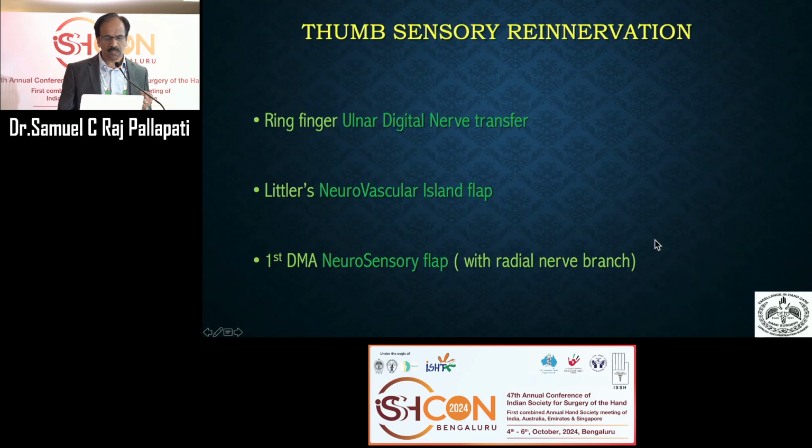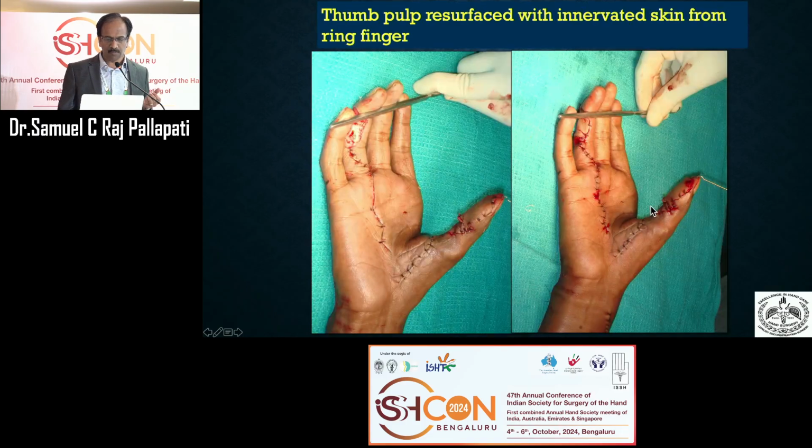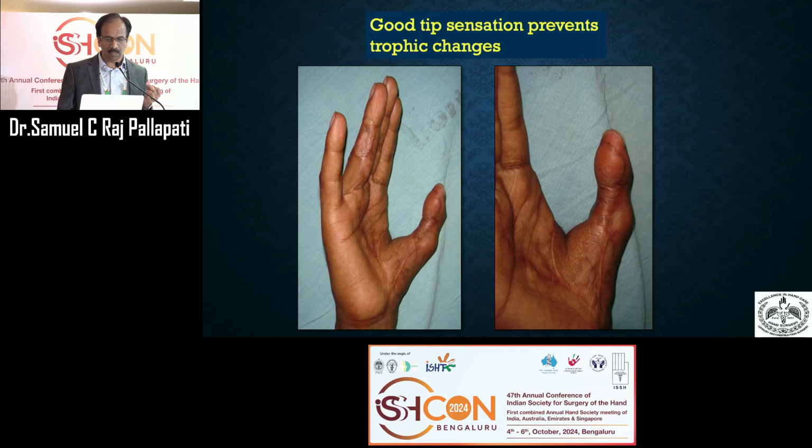Sometimes when you have the median nerve involved and you have ulnar nerve spared, for sensation you can do Littler's neurovascular island flap, like so here. The flap is taken from the ring finger and transferred to the thumb, and so they have sensation in the thumb.